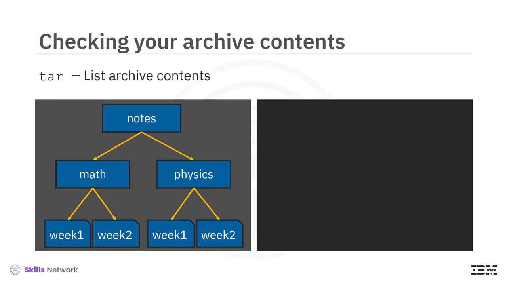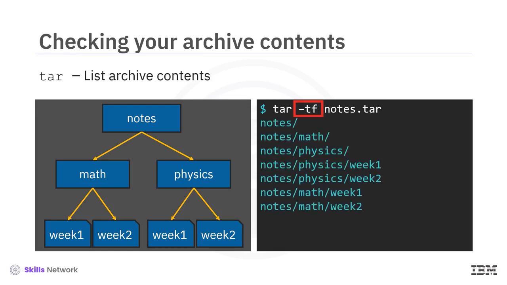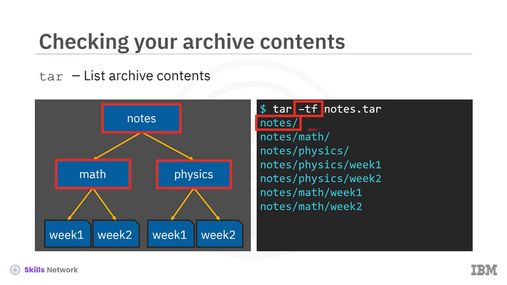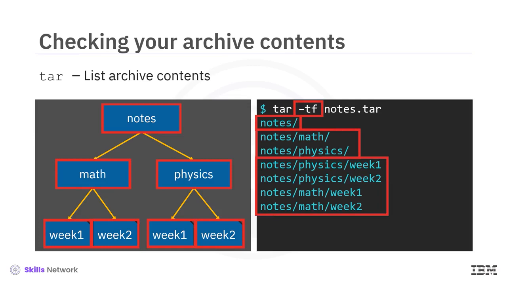You can check the contents of your archived notes file by calling tar on your notes tarball with the -t or list option. This lists all the files and directories in your tarball. And as expected, it has the same structure as your original notes folder, with notes as the parent directory, Math and Physics as subdirectories, and Week 1 and Week 2 files at the terminal nodes.